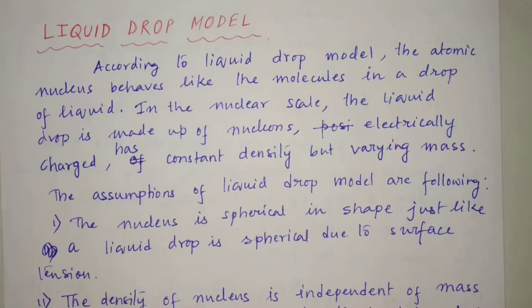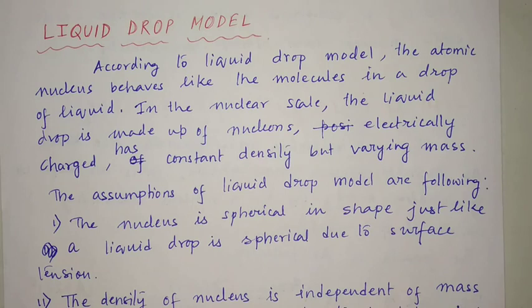So next we'll discuss the liquid drop model. So what is the liquid drop model? It is a theory about the size and shape of the nucleus. It was first proposed by Niels Bohr. According to the liquid drop model, the nucleus is considered to be like a drop of liquid.